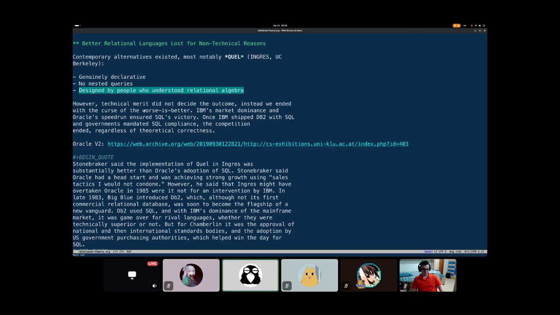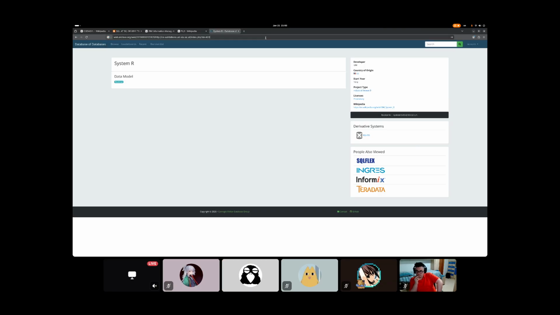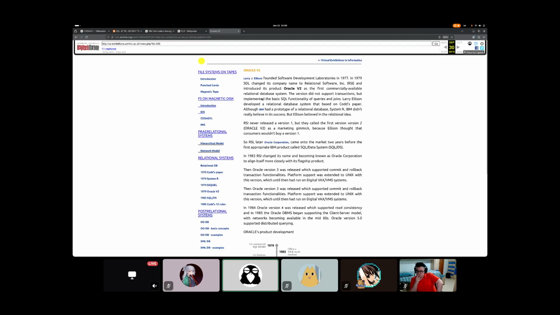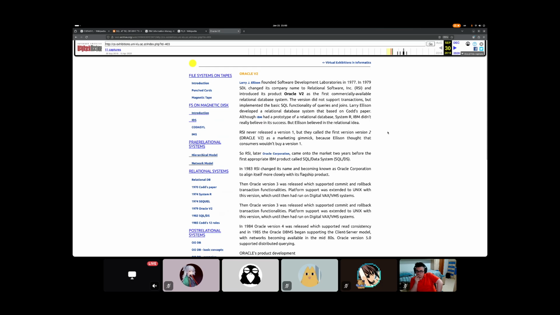But then, since we are in the worse-is-better world, IBM basically rushed that thing to the market because they were losing things with Oracle's speedrun. And then when they released DB2, it was over, right? Nobody wanted to do anything anymore with anything else. I have a link here, I'll just open it up. It's just to show the state that Oracle V2, which was the first release, mind you, there was no Oracle V1 because they considered it was bad.